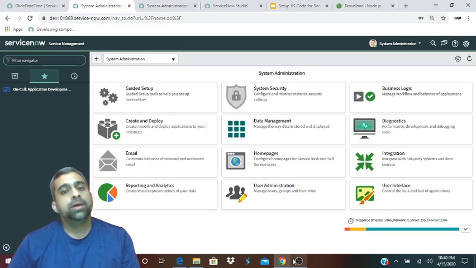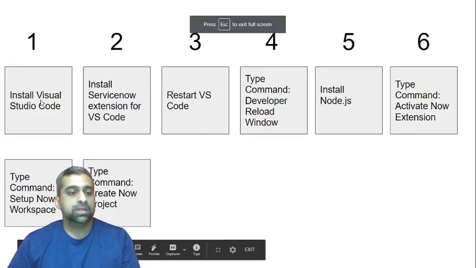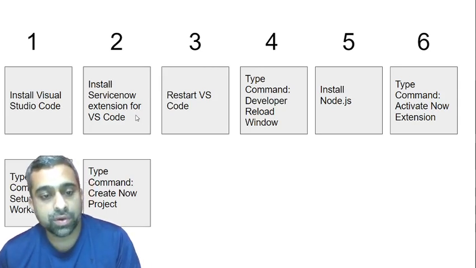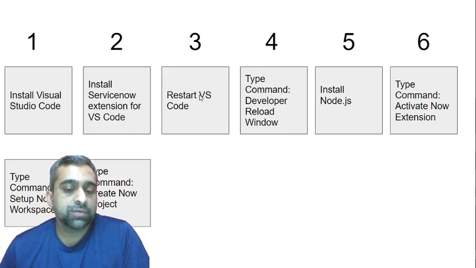Yesterday we covered how to install Visual Studio Code and the ServiceNow extension for Visual Studio Code. So let's continue on the next steps. As you can see, we completed installing Visual Studio Code and installing the ServiceNow extension. After you do that, just make sure that you restart Visual Studio Code.